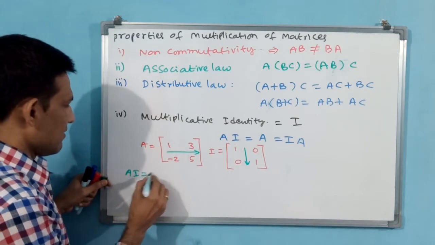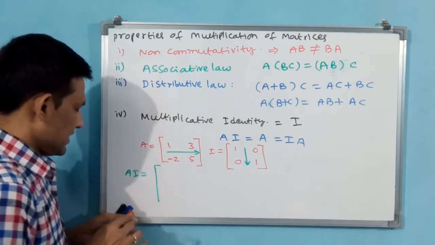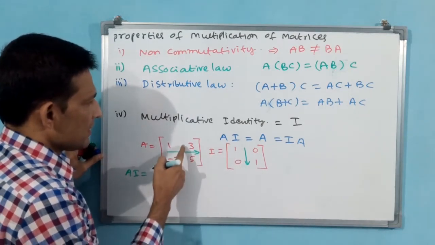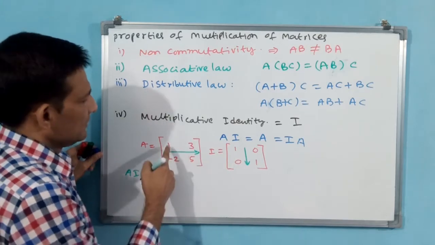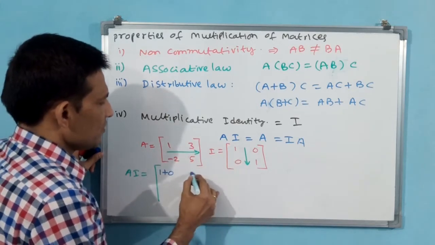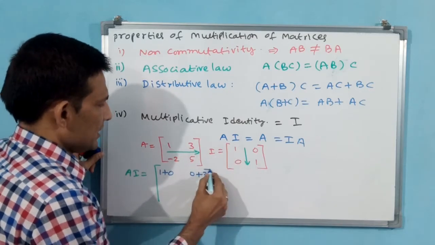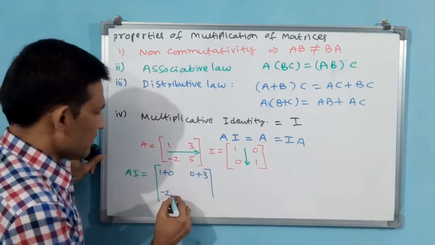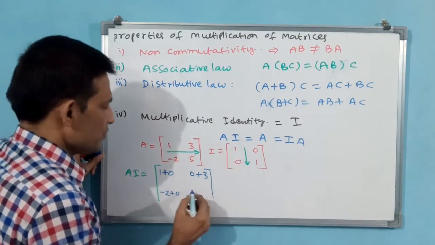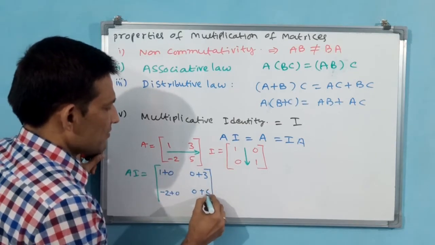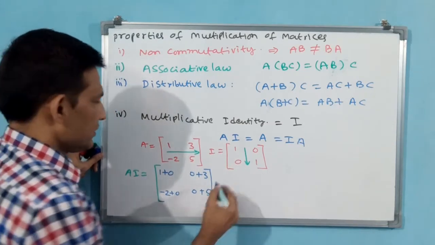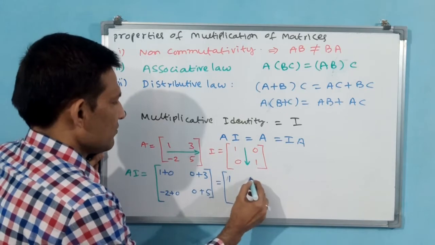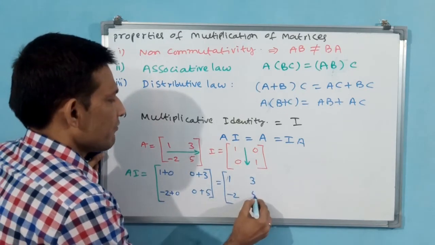AI is equal to, I am doing AI. First row, first column: 1 into 1, 1, plus 3 into 0, 0. First row, second column: 1 into 0, 0, plus 3 into 1, 3. Second row, first column: minus 2 into 1, minus 2, plus 5 into 0, 0. Second row, second column: minus 2 into 0, 0, plus 5 into 1, 5. So we get 1, 3, minus 2, 5.